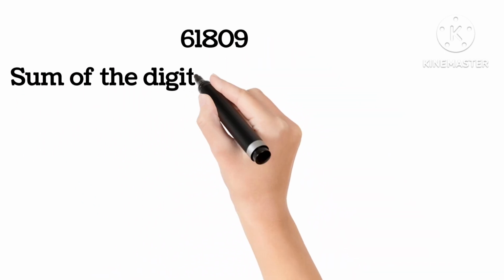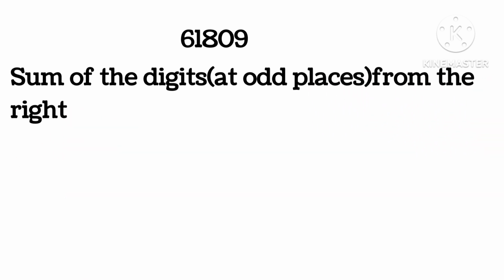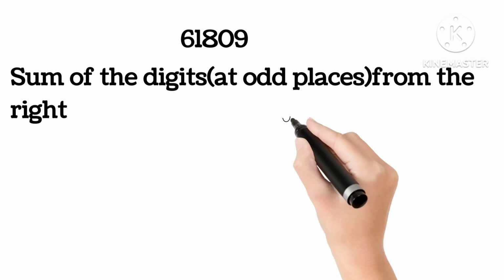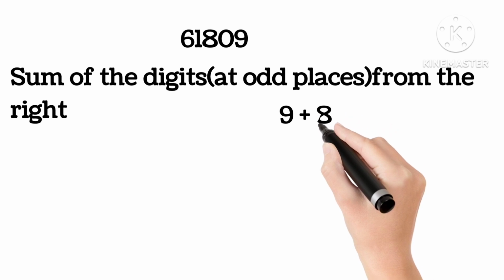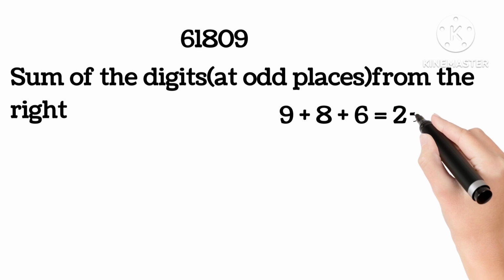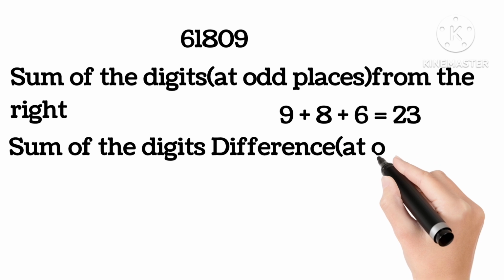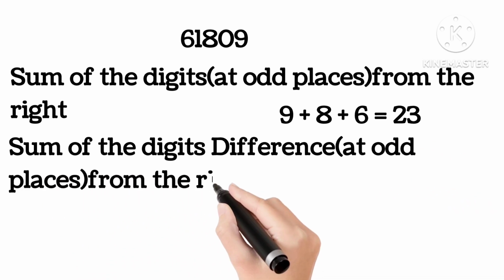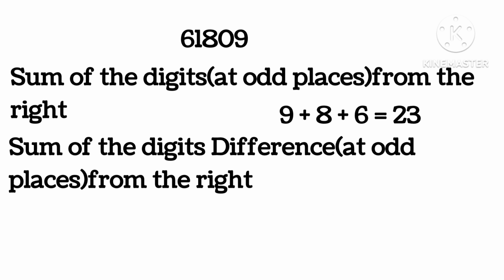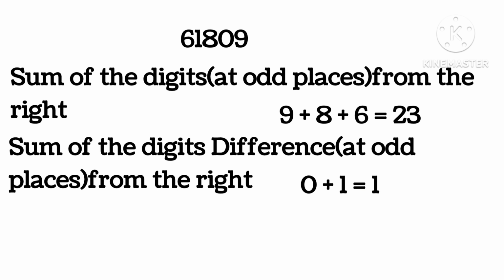61809. The digit in the first place is 9, then the third digit is 8, and the fifth digit is 6. So the digits at odd places are 9 plus 8 plus 6, and the sum is 23. Then the sum of the digits at even places: 0 is in the second place and 1 is at the fourth place. So the sum of the digits at even places is 0 plus 1, that is 1.